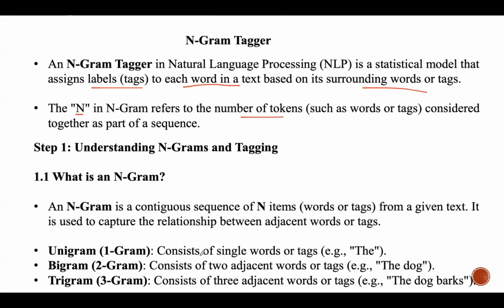And here we'll try to understand Ngram and tagging in detail. So that is our step 1. First, Ngram is nothing but a continuous sequence of n items. An item can be a word or tag from a given text, and it is used to capture the relationship between adjacent words or tags. A unigram usually consists of a single word or tag, whereas a bigram consists of two adjacent words or tags. Then trigram means three adjacent words or tags.